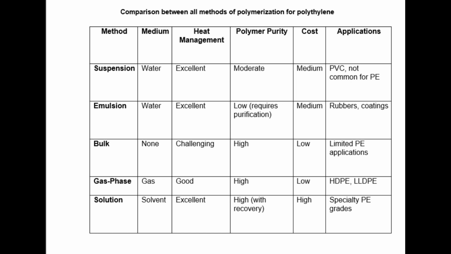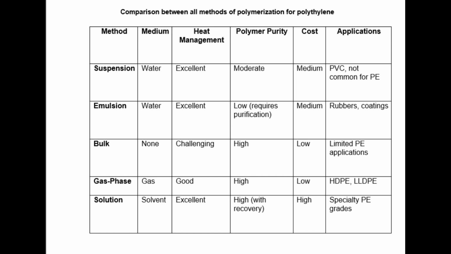Next, we can see that the bulk method is hard to control in terms of heat, because of heat management issues due to poor heat dissipation. So the heat will affect the polymer product at the end of the polymerization.